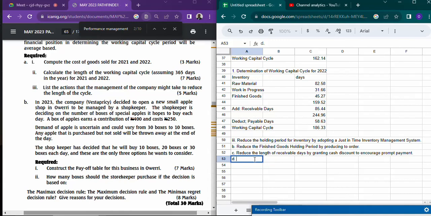All right. The third one will be, our goal is to either reduce the inventory days. That's what I don't understand. What do you mean by reduce the inventory days? What is the examiner looking for? The examiner is looking for how we reduce the working capital cycle. Do you understand?